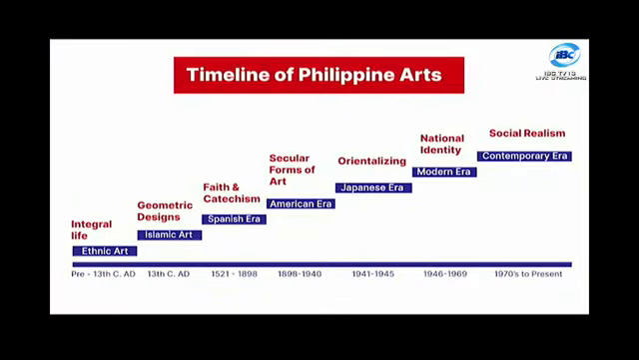Now, here are the highlights of our timeline in Philippine arts. Ethnic era, emphasis on integral life. Islamic era focuses on geometric designs. Spanish era, for more than 300 years, teaches about faith and Catholicism. American colonial period, emphasis is on secular art form. Japanese era focuses on Orientalization. Filipino modern era, after the Second World War, teaches us about national identity. Contemporary era teaches us about social realism.